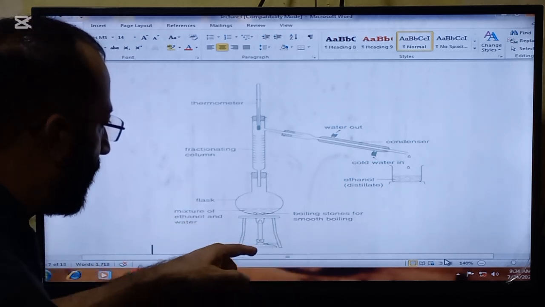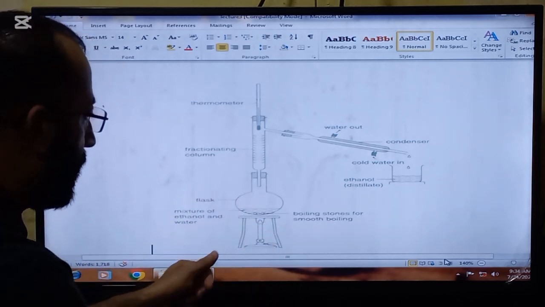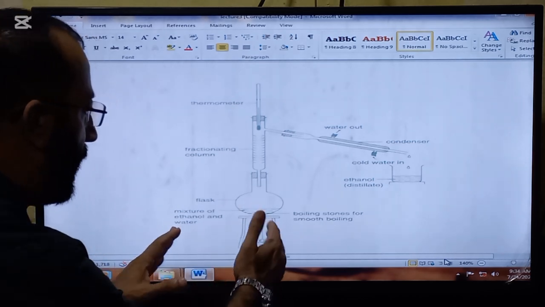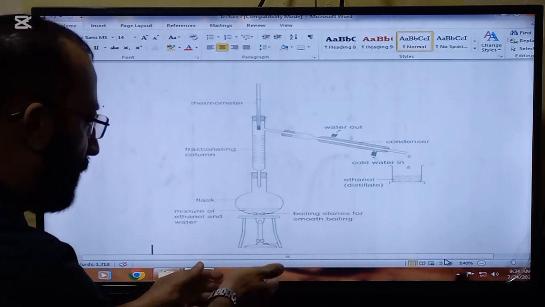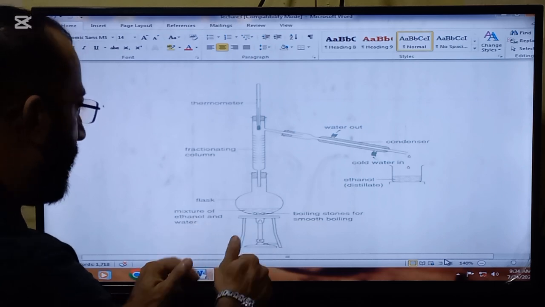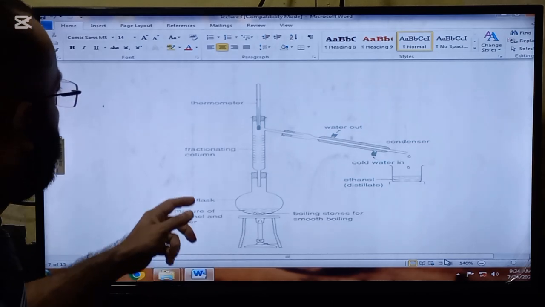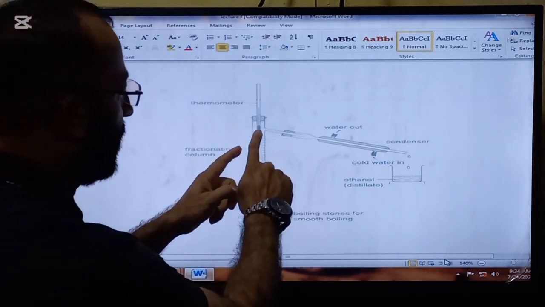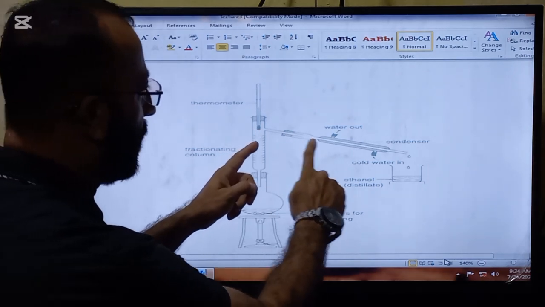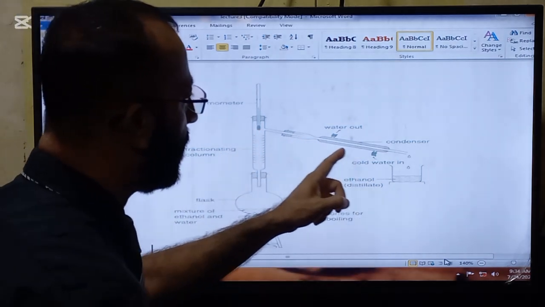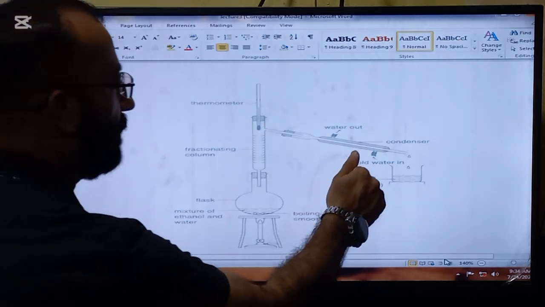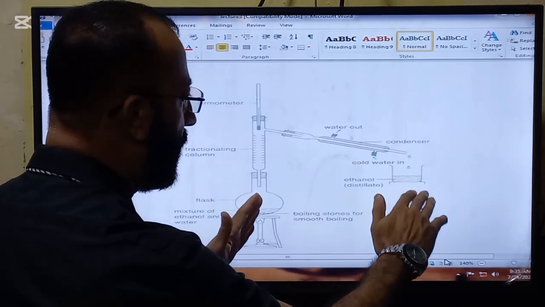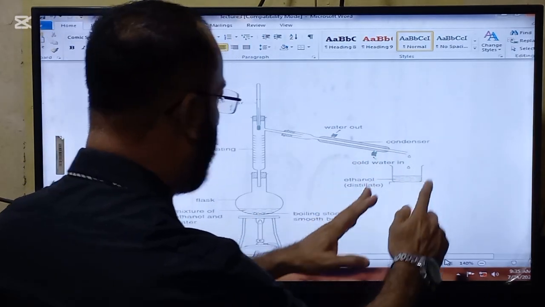Here is the Bunsen burner. You will heat the mixture with a low flame. Again, the function of the low flame is to distribute the heat uniformly. Otherwise, if the flame is high, the heat will be concentrated at one place. So here you can see now the thermometer. The thermometer's bulb should be in parallel with the exit of the condenser. Here is the condenser. The function of the condenser is to convert the vapors back into the liquid form. And here is the collecting vessel.